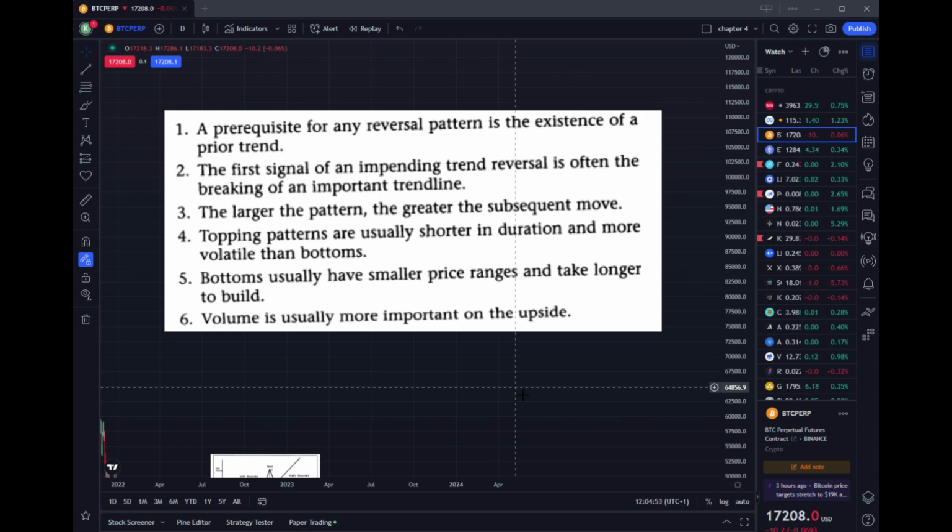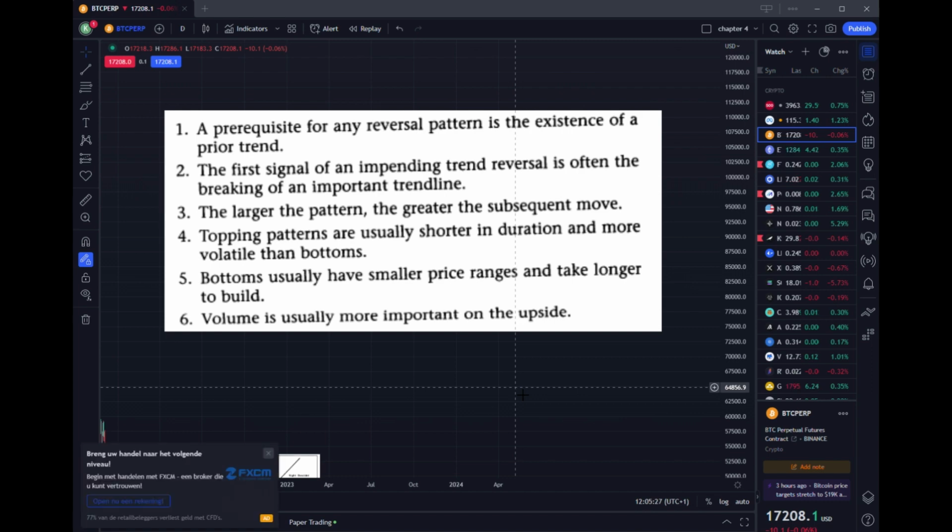Topping patterns are usually short in duration and more volatile than bottoms. When something goes bullish, there needs to be a lot of volume, otherwise the price won't go up. And if that volume is not kept up, it just starts to decline. It will break its own legs and fall back down again, most of the time 100% back to its original price, or 50% or 30%, something in those ranges. Bottoms usually have smaller price ranges that take longer to build.